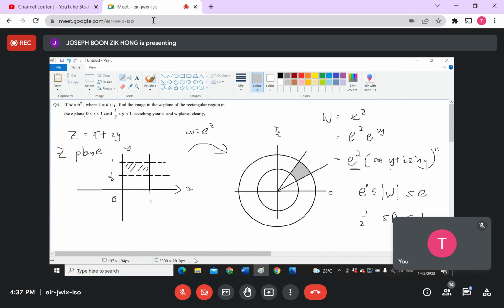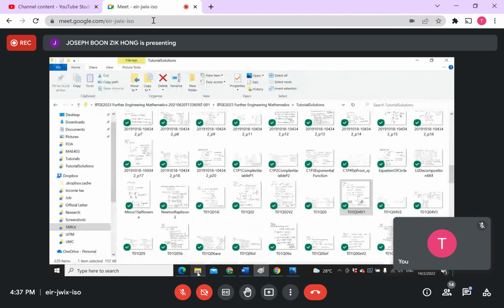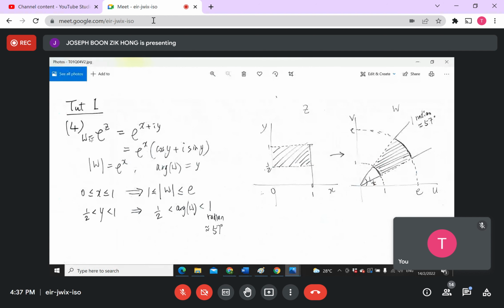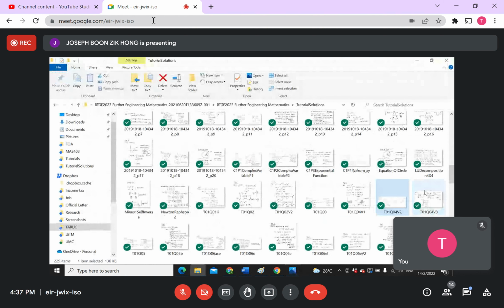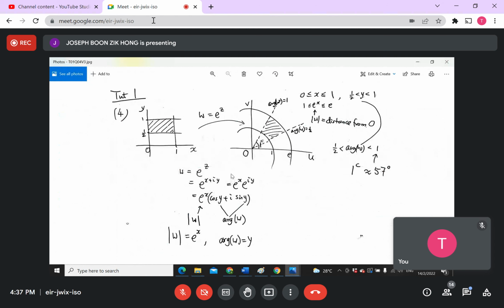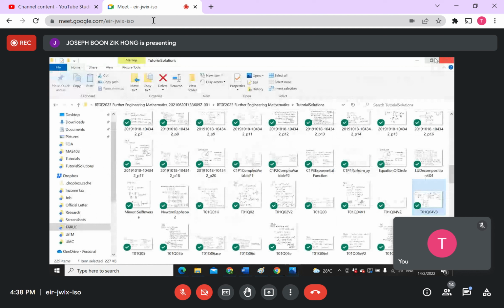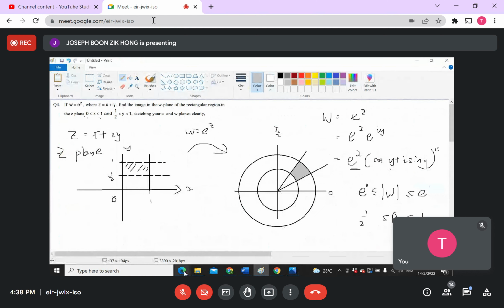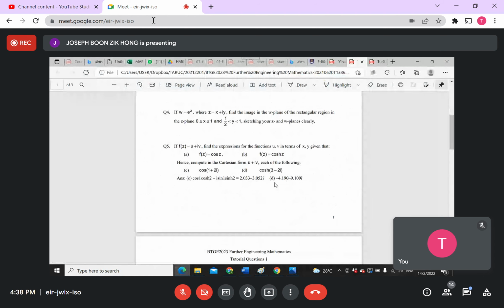Okay, we have a look at the second version. Let's say my w is e^z, and then this one basically is the same. No need for this one, it's the same thing. This one is also the same, so it's okay. Just understanding the first version will do. I proceed. Question 5.